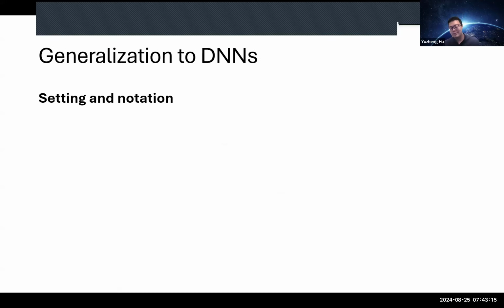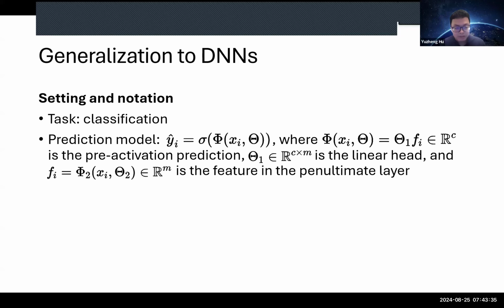Okay, but definitely we're not satisfied with just being able to perform this kind of representative point selection for linear models. We care about generalization to general nonlinear models, for instance, neural networks. Here, the setting that we consider is a classification task, and the prediction model that we use will be y hat equals sigma composed with phi of xi and theta. Here sigma is the sigma function.